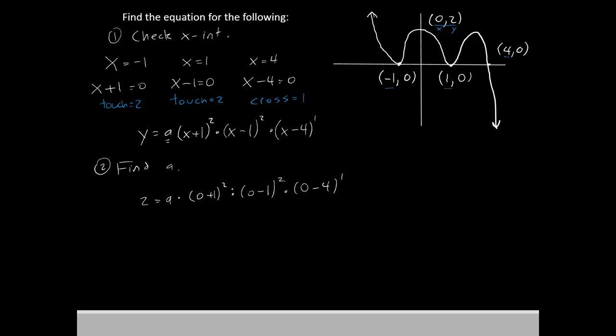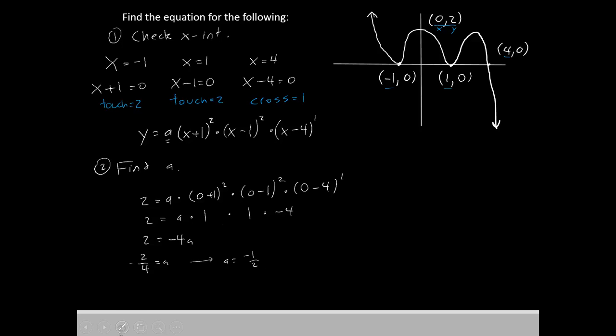1 squared is 1. -1 squared is still 1. Times -4 to the first is -4. Still times a, and still equals 2. If we simplify, we'll have 2 equals -4a. And then if we simplify a little bit further, we just divide both sides by -4. We'll have -2/4 equals a, which is the same thing as -1/2.